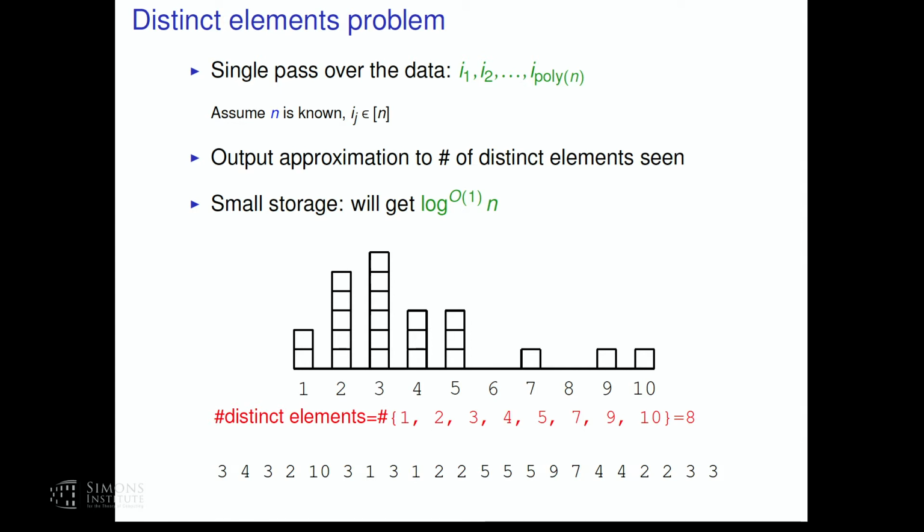As we see, this stream is reasonably long. At the same time, the number of distinct elements here is 8. So our task is to output 8 on a stream like this.